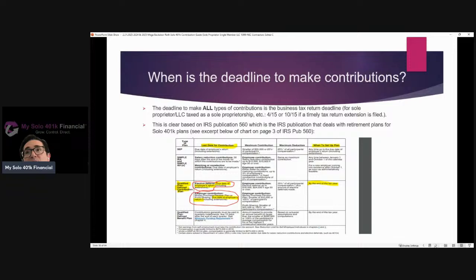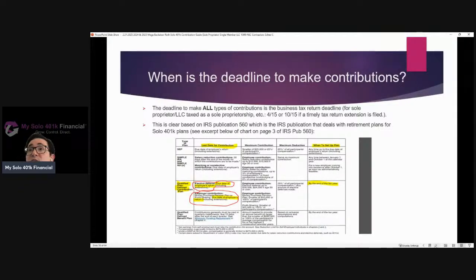What is the deadline to make contributions? Well, the rules are different for self-employed individuals, right? In comparison to a big corporate 401k plan where the employees have to make the contributions by the end of the year. For a solo 401k, for self-employed individuals, as long as the plan is set up by the end of the year, you'll preserve the ability to make all types of contributions, whether employee, employer, or voluntary after-tax, by the business tax return deadline, including extension. So for a sole proprietorship, April 15th or October 15th, if you file a timely extension for your 1040. And this is clear based on IRS Publication 560.